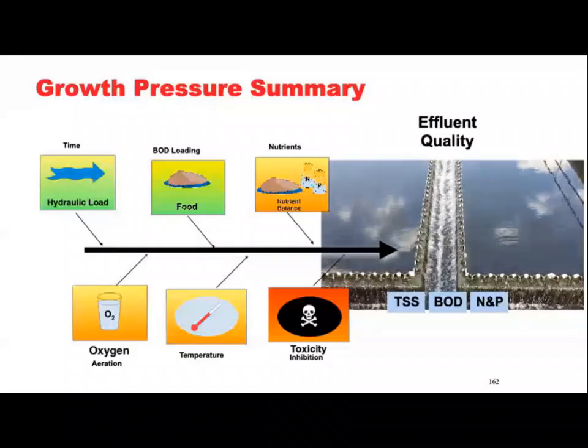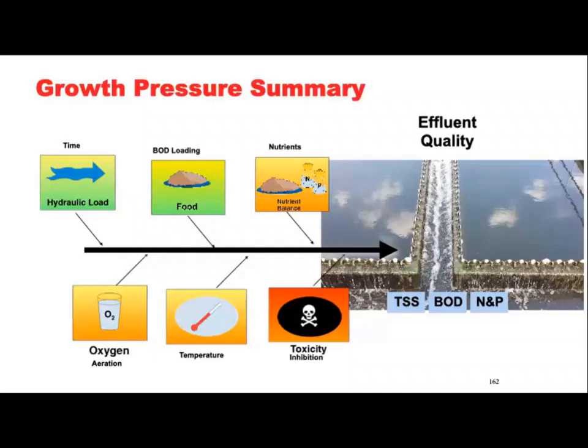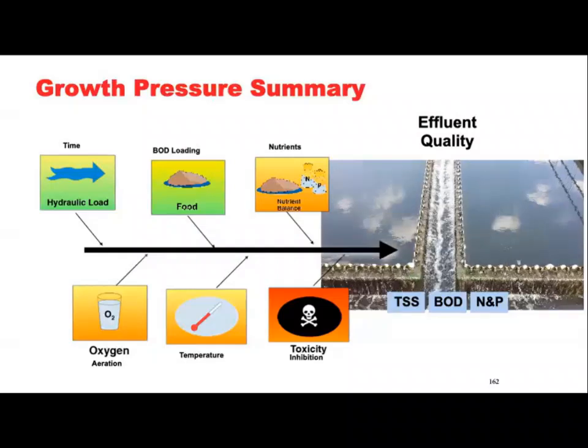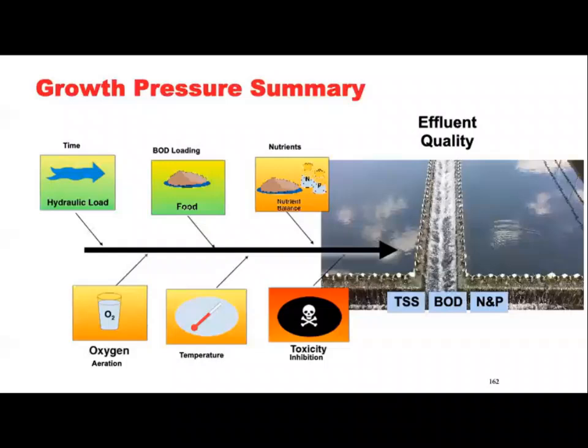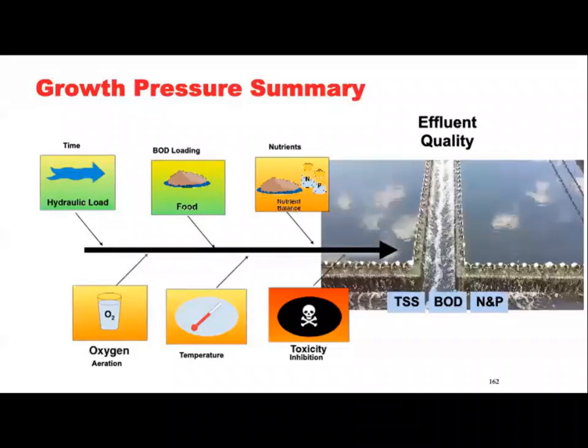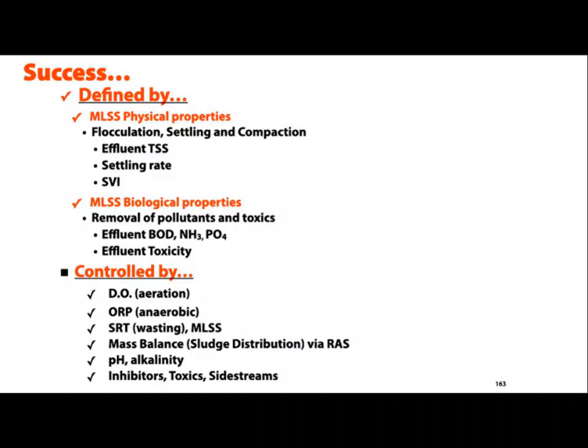So when we see the effluent meet its permit for TSS, BOD, nitrogen, and phosphorus, then this fishbone chart is really just trying to make the point that all of those growth pressures are working synergistically to accomplish that. We define success by saying there are physical properties that we need to achieve and some biological properties.